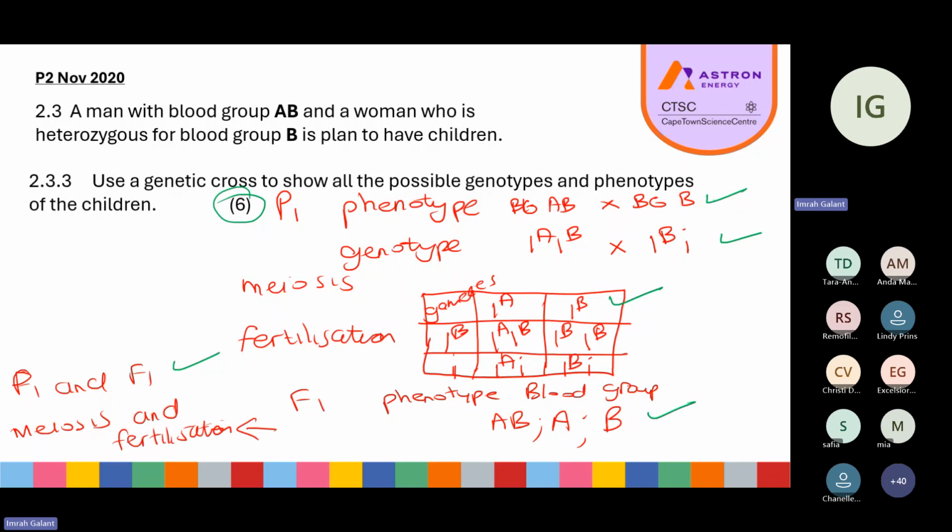Okay, guys, we're just gonna take a quick break so I can have a sip of water, and then we're gonna continue with the rest of the genetics section of this session.